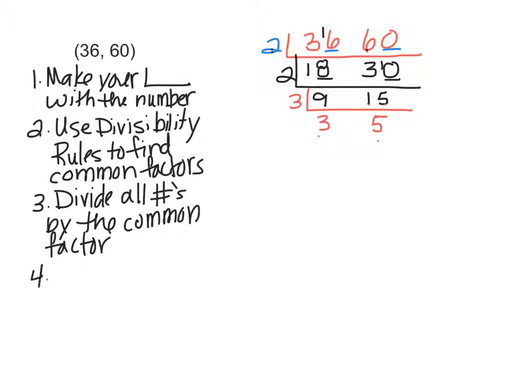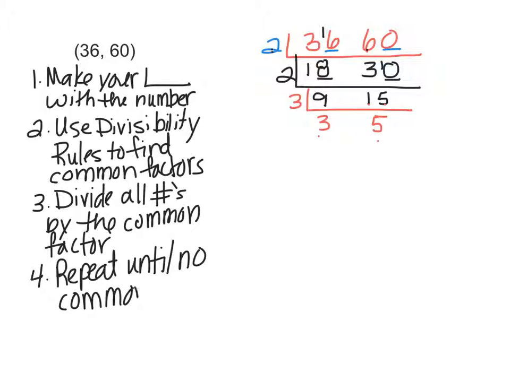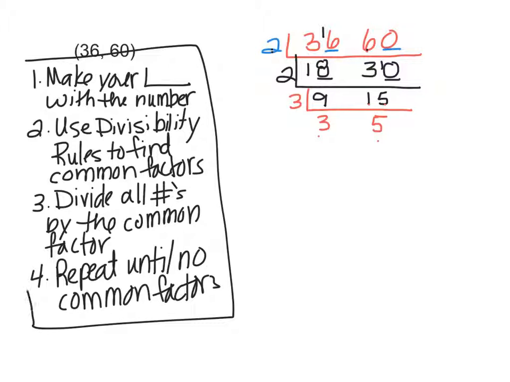So step 4 would be repeat until no common factors. And like I said, this can work for a lot of different things. This particular video is GCF. These would be your basic birthday cake methods right here. So that's how you would start all of your birthday cakes and continue your birthday cakes. The difference is how you end them.